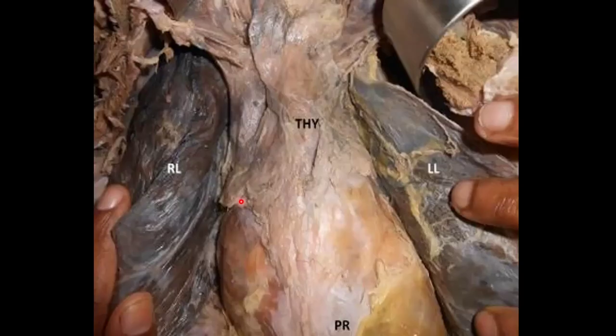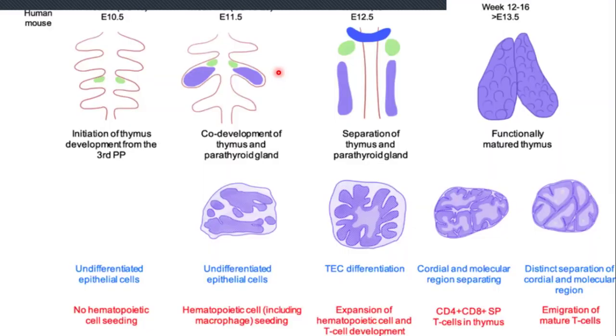So this is the thymus. You can see this is the fibrous pericardium. Within the superior mediastinum, we have this thymus here. It is drained by a vein known as the thymic vein, which drains majorly to the left brachiocephalic vein.